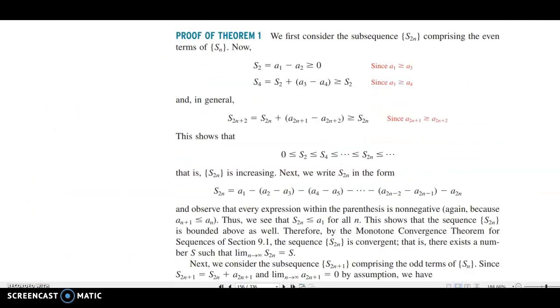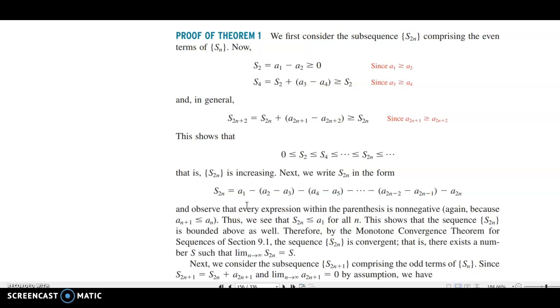This is the proof of the theorem. We first consider the subsequence S_2n comprising even terms only. S2 equals a1 minus a2, which is greater than or equal to 0 since a1 is greater than or equal to a2. S4 is equal to this, which is greater than or equal to S2, etc. So the sequence S_2n is increasing.